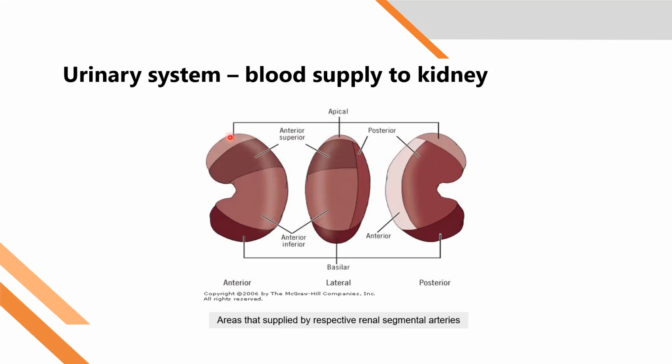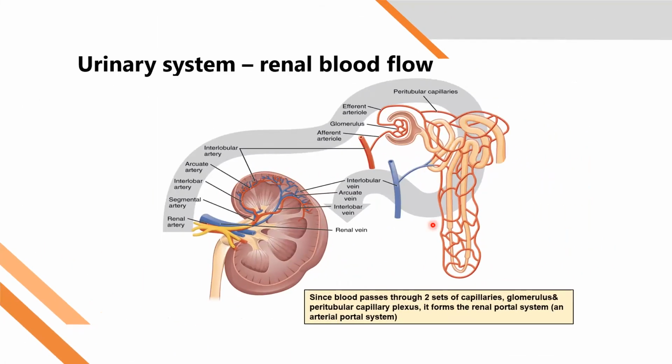So apical, anterior superior, anterior inferior, and basilar. Or this one is also called superior, inferior, anterior superior, anterior inferior, and posterior part. So the renal blood flow: blood passes through 2 sets of capillaries, the glomerulus and peritubular capillaries, forming the renal portal system, an arterial portal system. So what is the blood flow of the urinary system?